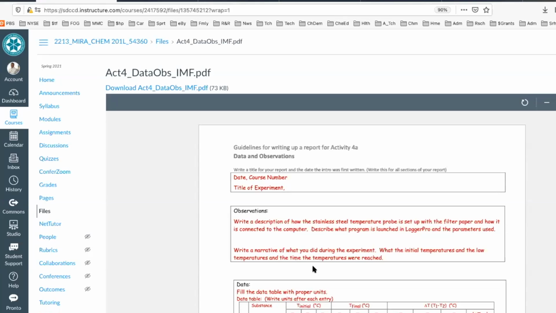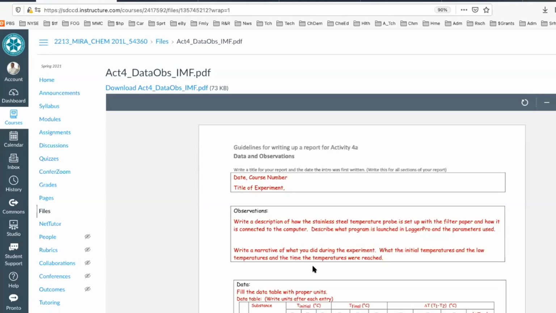And then you start the program, and then you allow the program to run about a minute so that the temperature equilibrates. And then you simultaneously remove both temperature probes, and then you set it at the edge of a desk, and you allow the alcohol to evaporate from the filter paper. The computer's still running, still monitoring the temperature. And what you should see is the temperature drop.